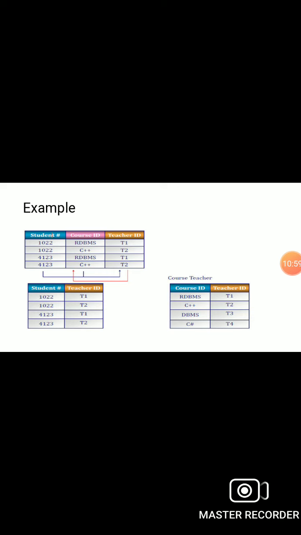That means one tabular format is divided into multiple tabular formats with the student ID, teacher 1, T2. Which course he or she is studying: RDBMS, C++. And coming on to this table, we are splitting the table into two tabular formats. This is also Boyce-Codd normal form.